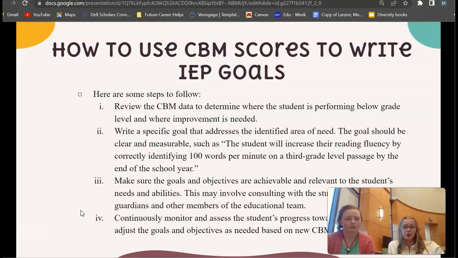One example of a good goal is: the student will increase their reading fluency by correctly identifying 100 words per minute on a 3rd grade level passage by the end of the school year. Third, make sure the goals and objectives are achievable and relevant to the student's needs and abilities. Now, this may involve consulting with the student, their parents or guardians, as well as other members of the educational team. Lastly, always continue to progress monitor and assess the student's progress towards their goals, and adjust goals and objectives as needed based on their new CBM data.